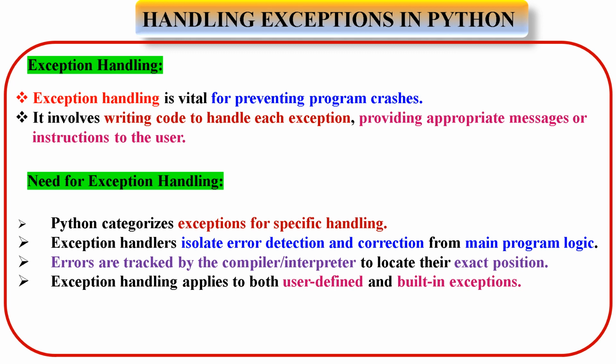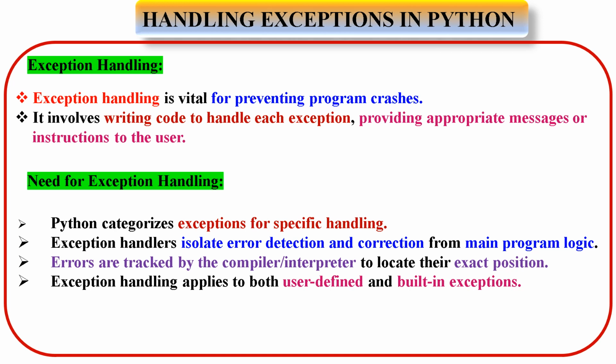Let's discuss handling exceptions in Python. What is exception handling? Exception handling is vital for preventing program crashes. It involves writing code to handle each exception, providing appropriate messages or instructions to the user. Need for exception handling. Exception handling is a widely employed technique across various programming languages, including Python, C++, Java, and Ruby. It aids in capturing and managing runtime errors to prevent program crashes, enhancing program reliability and user experience.